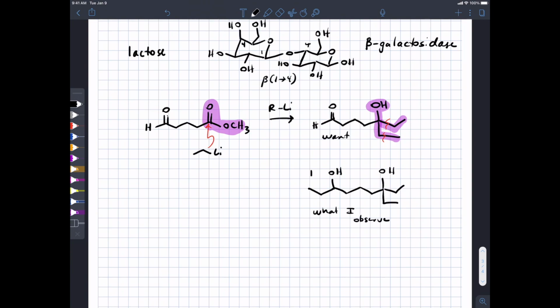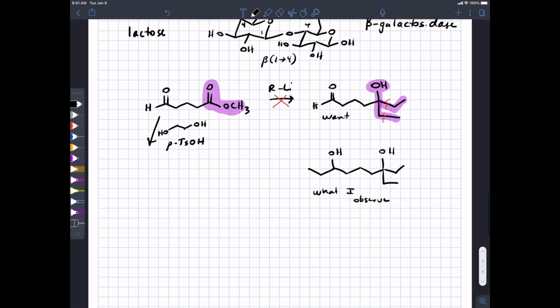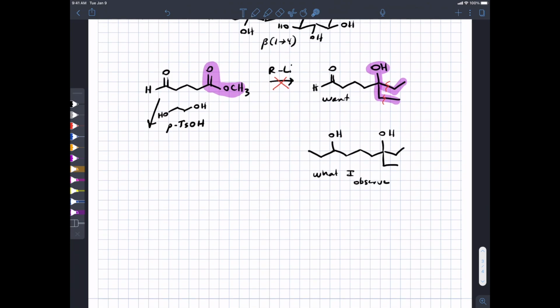So I need to do something to the aldehyde to turn it into something that's not going to be a good electrophile. One of the things I can do instead, if this approach doesn't work, is first use some alcohol. Let's just use this alcohol where the two OH groups are in the same molecule. And then let's use catalytic acid. In this case, I'm going to use para-toluenesulfonic acid like we did before, and we're going to be removing water.